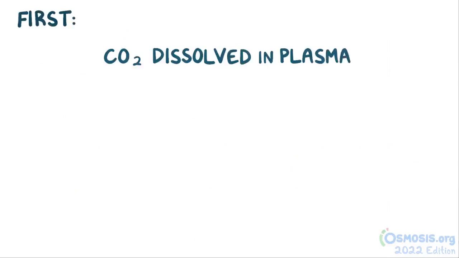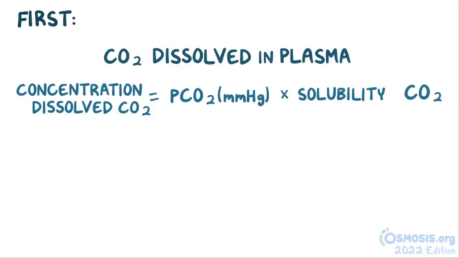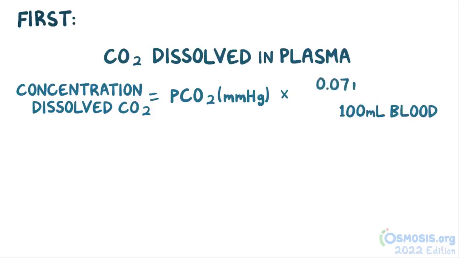First, a small amount of carbon dioxide is dissolved in the plasma, which is the liquid portion of blood. Now, to calculate the concentration of dissolved carbon dioxide, you can multiply the partial pressure of carbon dioxide, or PCO2, measured in millimeters of mercury, with the solubility of carbon dioxide. The solubility of carbon dioxide is the amount of carbon dioxide that can be dissolved in the blood.